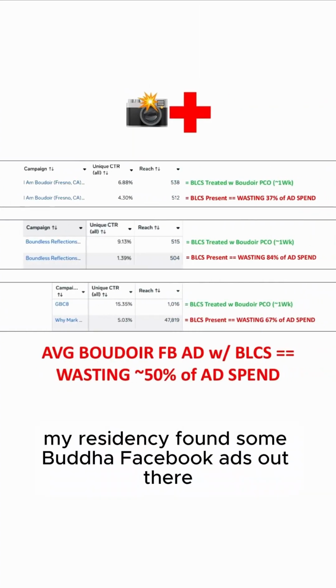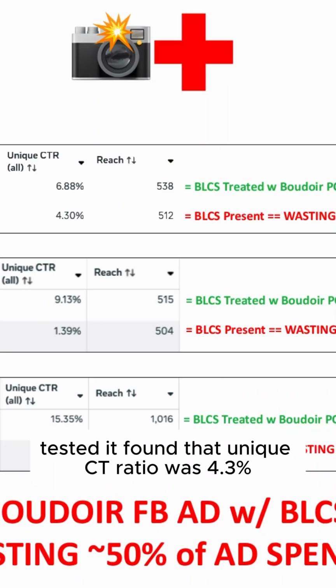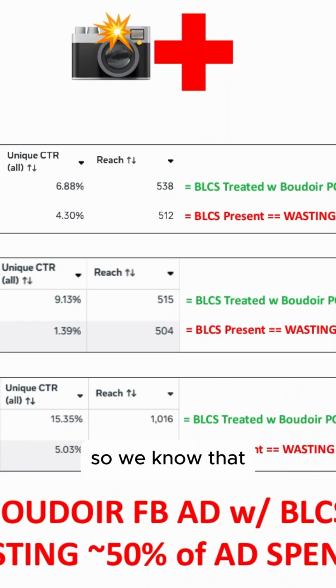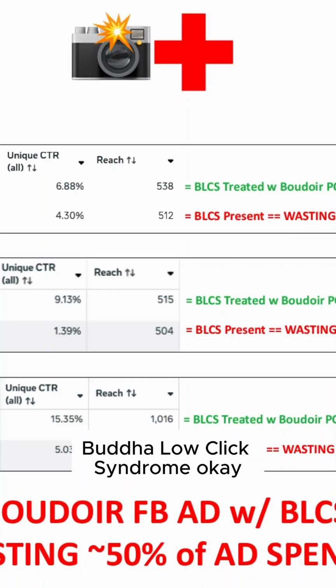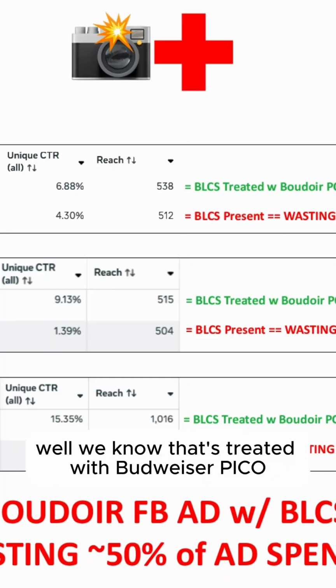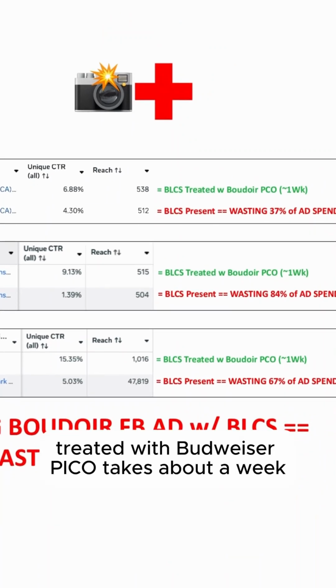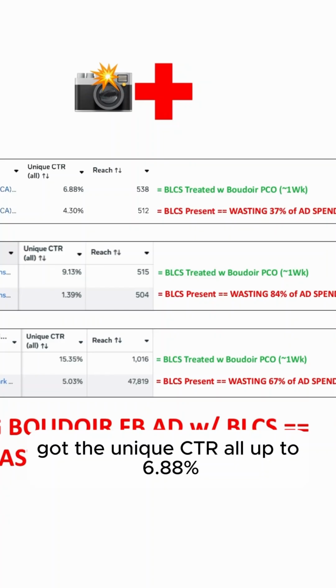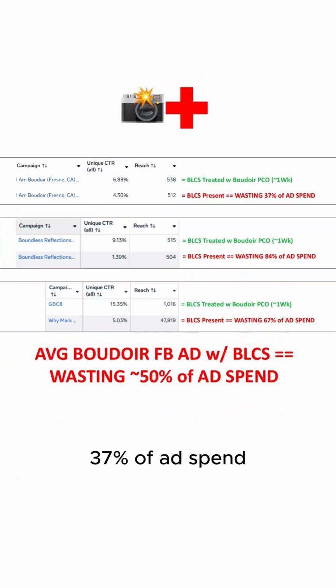So in my residency, I found some Boudoir Facebook ads out there. First part of my residency, found the first one, brought it to the hospital, tested it, found out its unique CTR all was 4.3%. So under 6%, we know that BLCS is present, Boudoir low click syndrome. Well, we know that's treated with Boudoir Pico, which is exactly what I did. Takes about a week. I got the unique CTR all up to 6.88%. So we found out the original Boudoir Facebook ad was wasting 37% of ad spend.